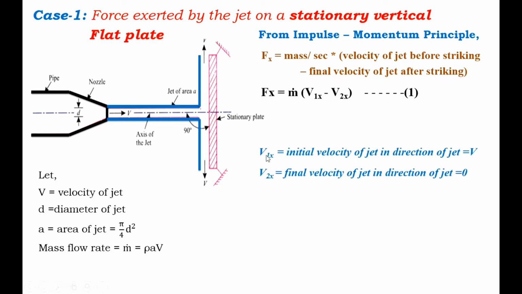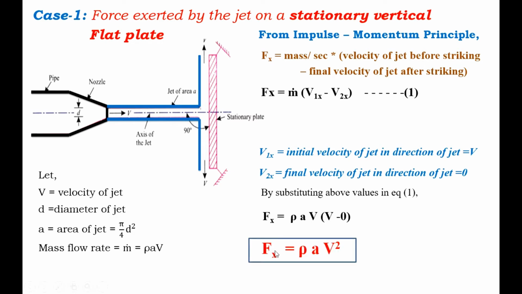If you look at the figure, v1x is equal to v and v2x is 0. By substituting the above values in equation first, we get Fx is equal to rho a v in bracket v minus 0. After simplifying this, we get Fx is equal to rho a v square. Now to calculate work done, Fx into u, where u is the velocity of the plate. Since the plate is stationary, u is equal to 0, so the work done is 0.